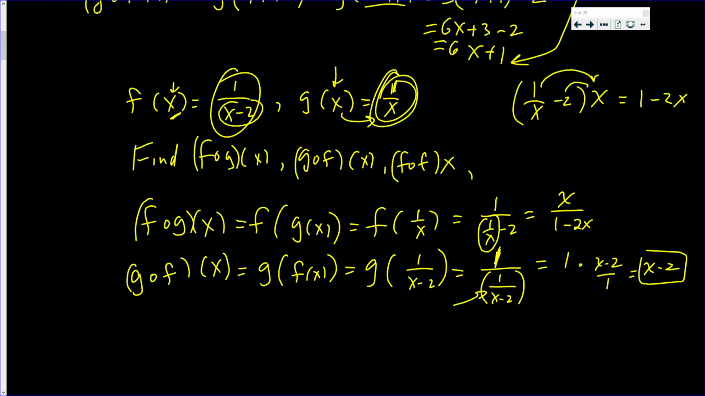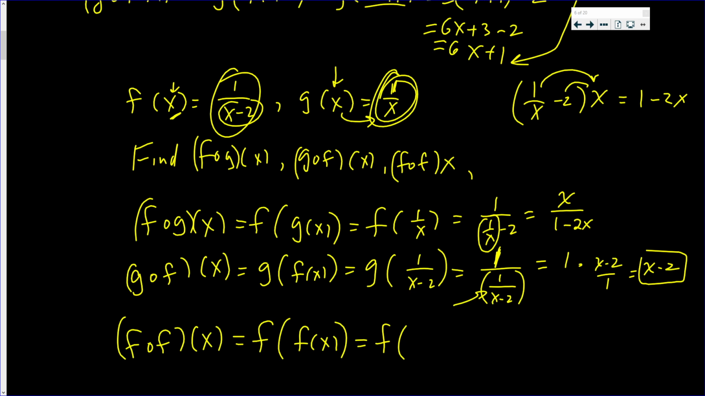Okay, the last one is to find f circle f of x. Well, by definition, this is f of f of x. And what f of x is is simple. We just read it off. It's 1 over x minus 2. Now, since I wrote on this a bit, let's erase it.